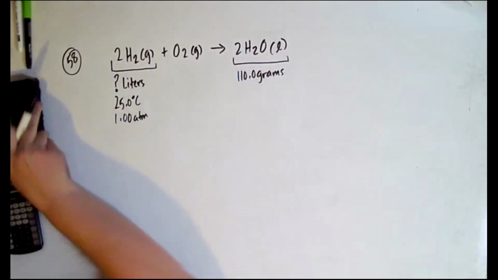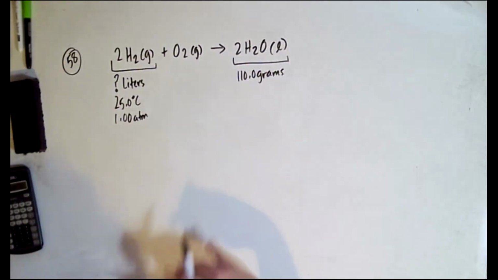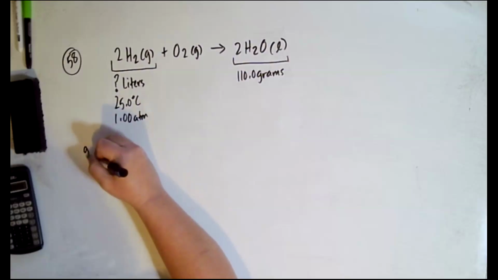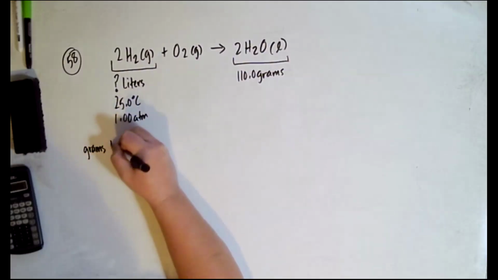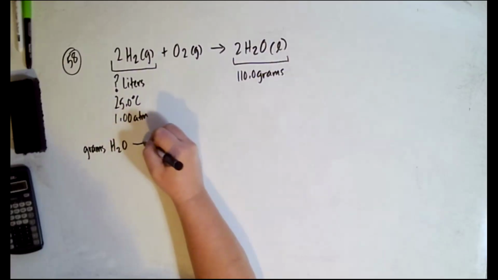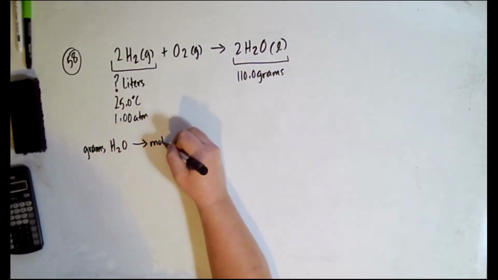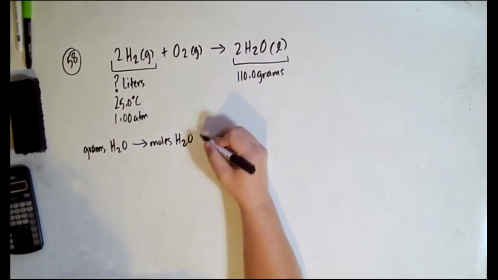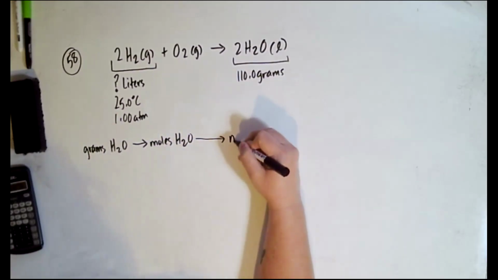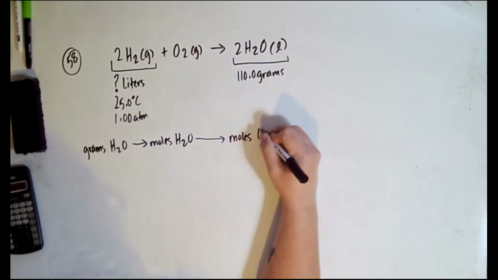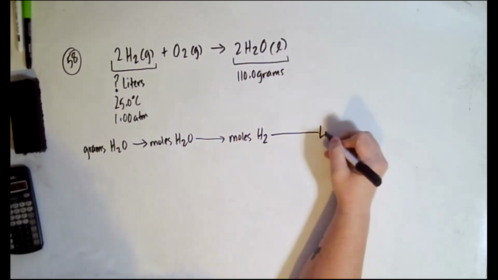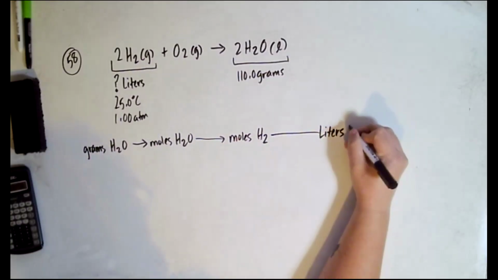So the only real difference in this example versus the last one is the direction that we're going to go with our calculations. Because we're going to start here with the grams of H2O, and we're going to turn that into moles of H2O. And once we have moles of H2O, we're going to turn that into moles of hydrogen gas. And then we're going to use our ideal gas law to turn that into liters of hydrogen gas.